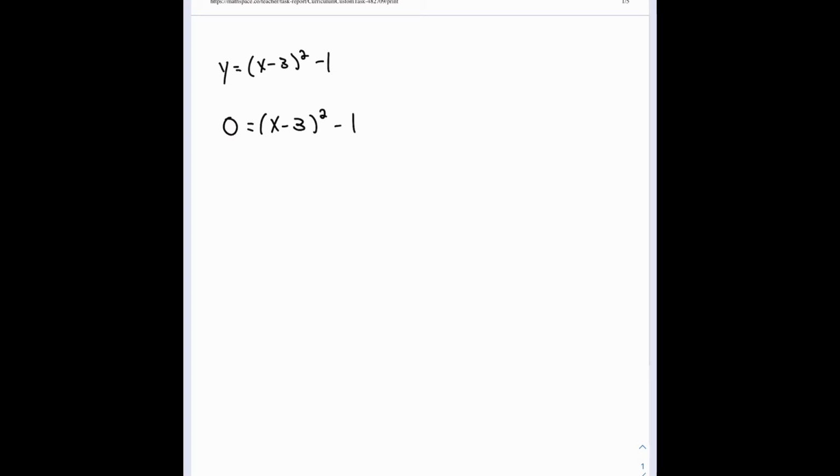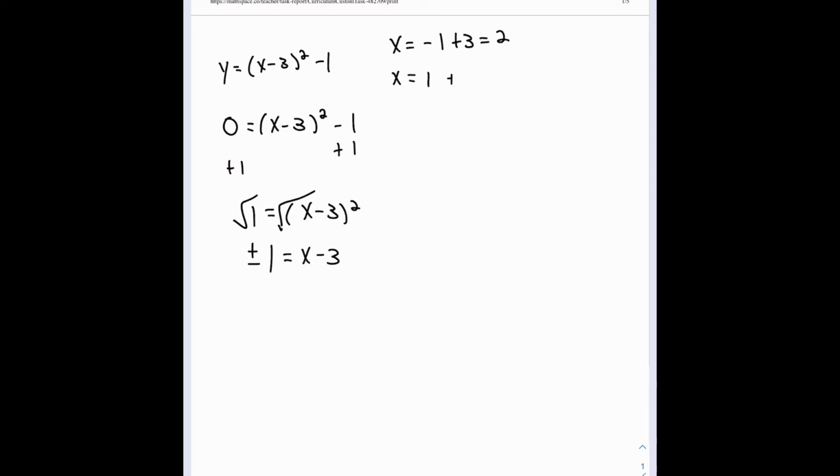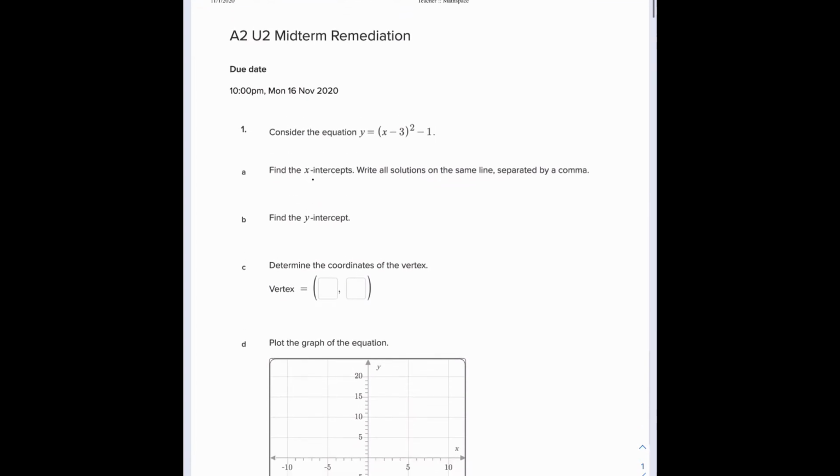You can either FOIL out this expression, or we can just do this. We can add 1 to each side. Then we can take the square root of each side. And remember, when we take the square root, it has to be plus or minus. Then we're left with plus or minus 1 equals x minus 3. So x equals negative 1 plus 3 equals 2, and x equals 1 plus 3 equals 4. So our x-intercepts are x equals 2 and 4. That's the answer to part A.